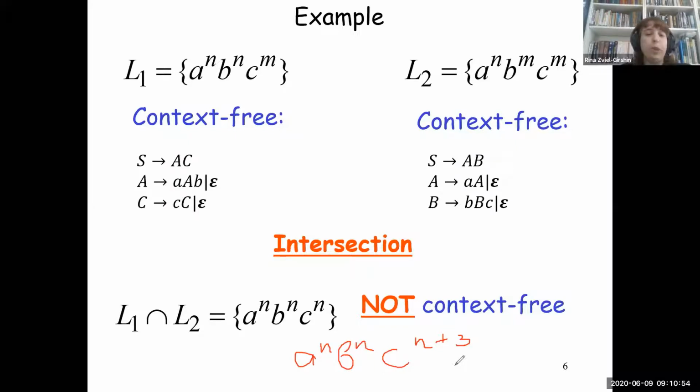If I produce the number of A's and the number of C's equal to the number of A's plus 3, it means that I already missed the B part. So I can't compare the length of 3 terminal symbols. That's my problem with context-free grammar. And next week, we will talk about a new model, the push-down automaton, and we will understand why we can't compare the length of 3 terminal symbols.